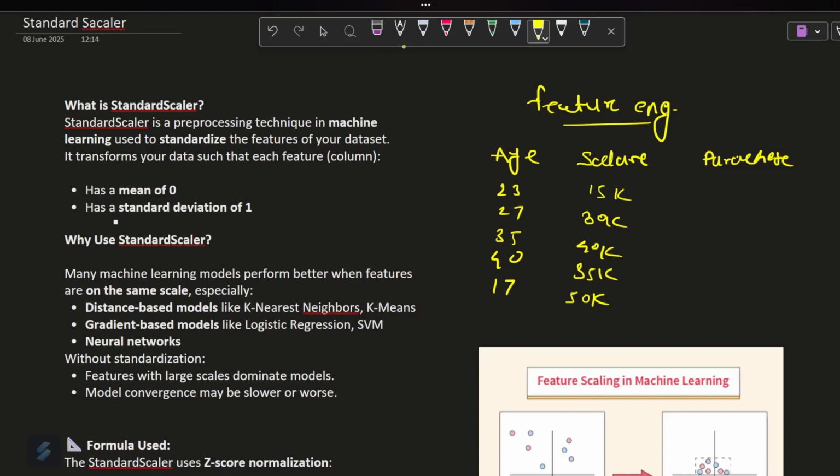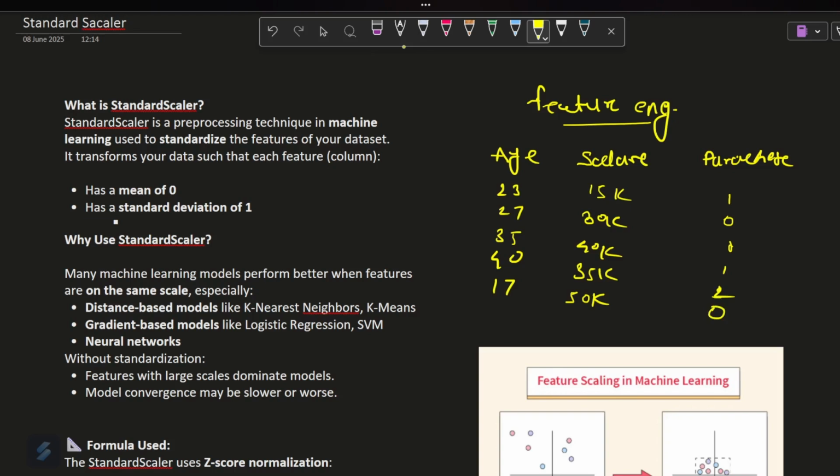We have a product, and based on the age and salary, they purchase or not. So this is our binary output. We are considering whether they purchase or not.